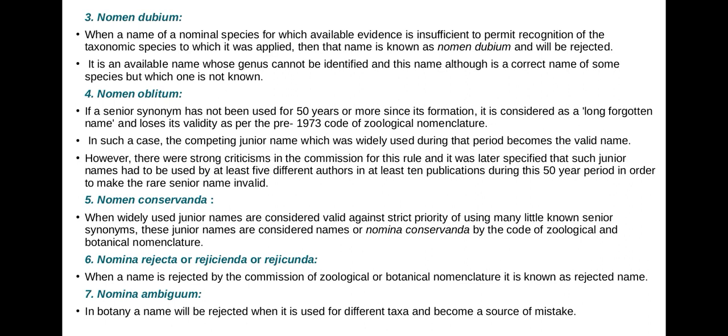Then nomen ambiguum. In botany, a name will be rejected when it is used for different taxa and becomes a source of mistake. Then the next topic is about principles of nomenclature, which we will be learning with the help of the next video. Thank you for listening.